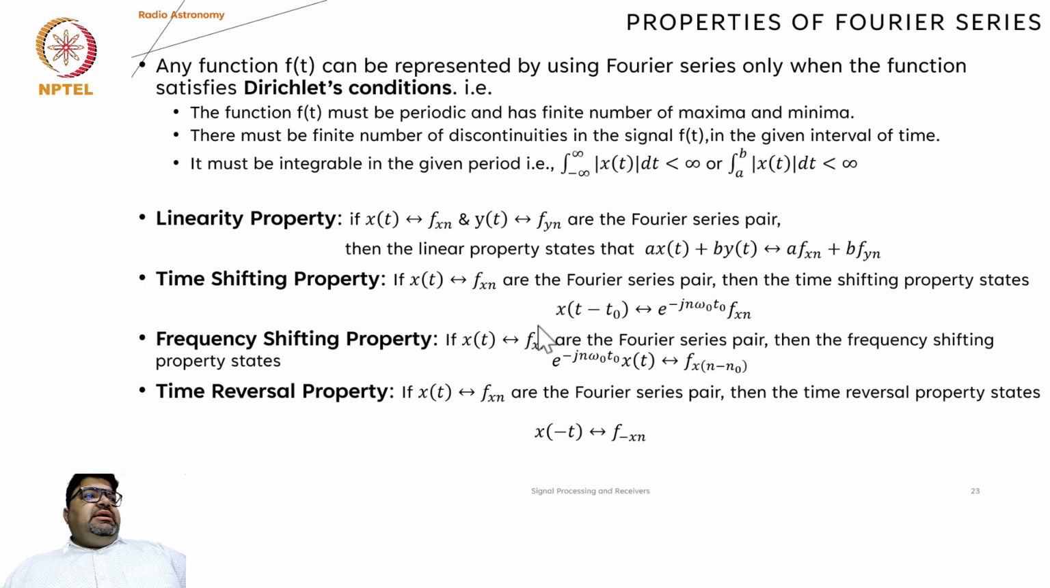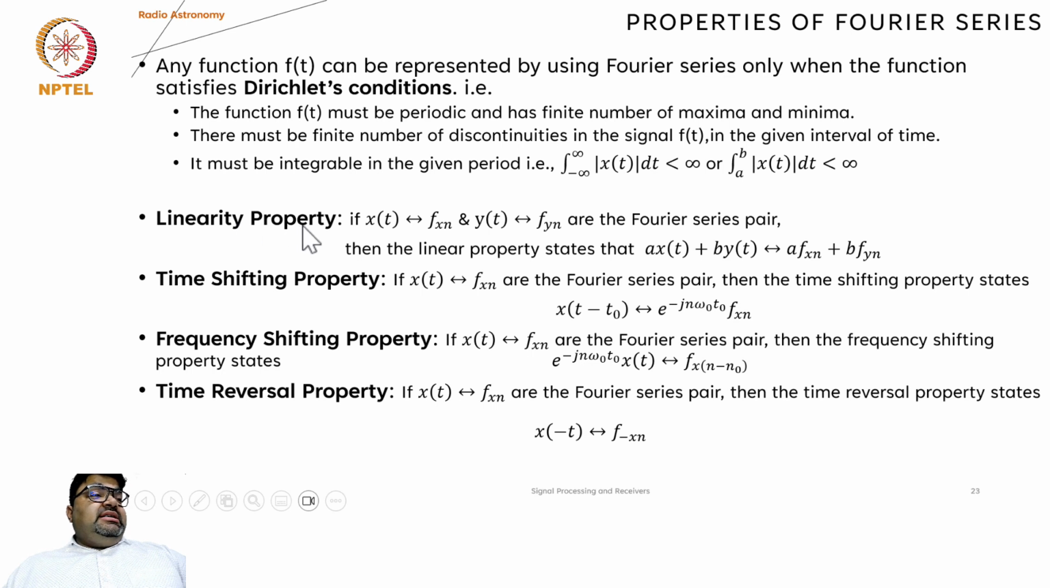Next we come to some properties of the Fourier series. Any function f(t) can be represented by using Fourier series only when the function satisfies Dirichlet's conditions. That is, the function f(t) must be periodic and have a finite number of maxima and minima. There must be a finite number of discontinuities in the signal f(t) in the given interval of time. It must be integrable in the given period. So if it satisfies all three Dirichlet's conditions, then that function can be represented by using Fourier series.